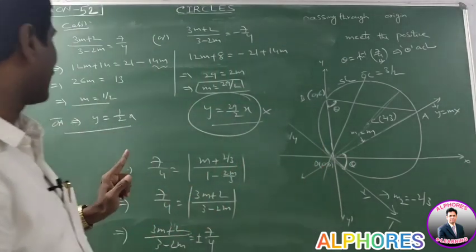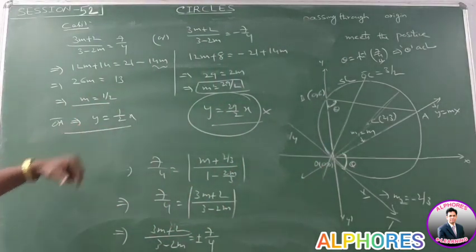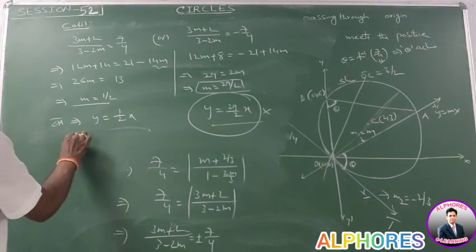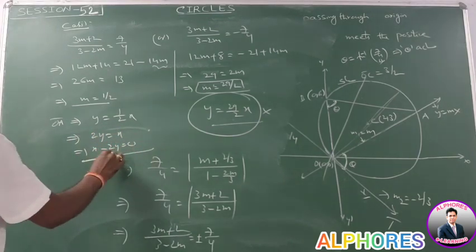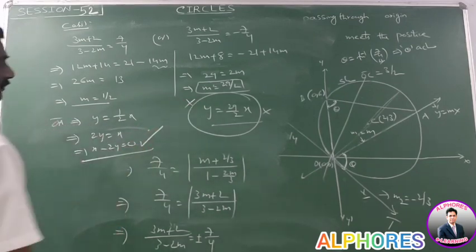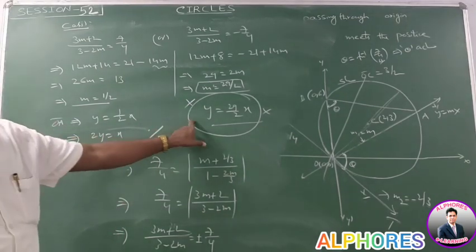So m is equal to 1 by 2. Therefore equation of OA is y is equal to 1 by 2 x. That means 2y is equal to x, so x minus 2y is equal to 0. Very, very important. This is the correct answer. This is the failure case.